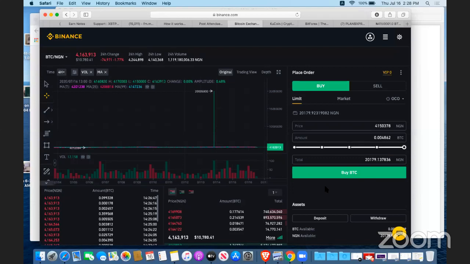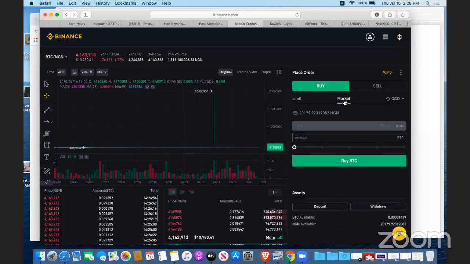But if I want to execute it very fast, what do you do? You click on market. If you click on market, it's going to use market order for you. I just want to buy it very fast so that you can see I bought. So 100% is going to buy 0.004798 BTC for me. So I click on buy. I'm not saying you should be using market order. So now I bought already.